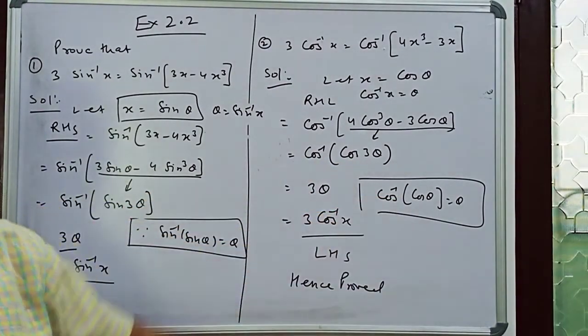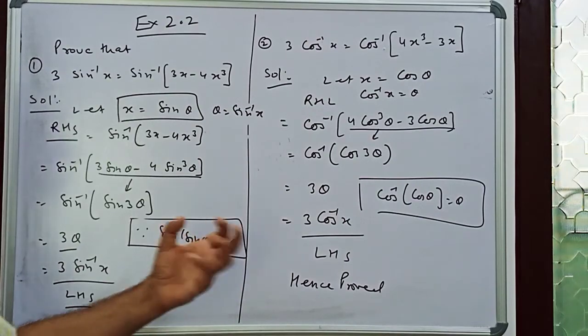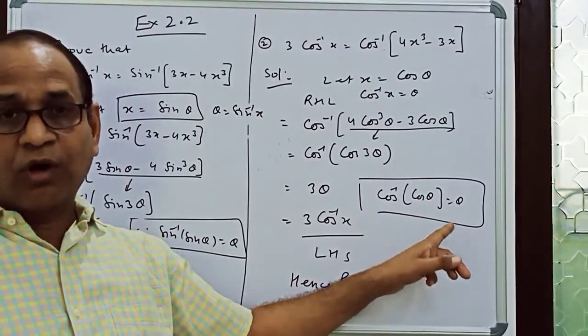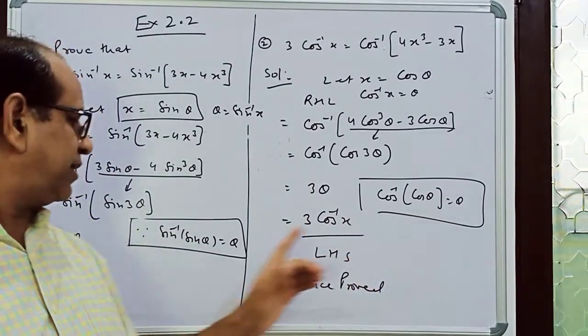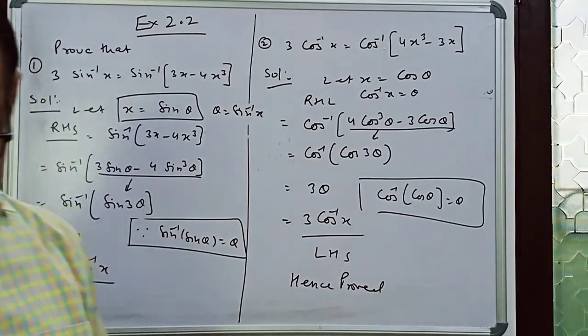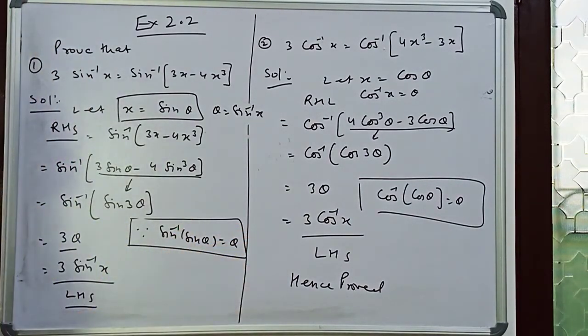But these are actually identities and they work under conditions, and the condition is that theta belongs to the domain of the cos function, and in the other sum theta belongs to the domain of the sine function. So I hope these two sums are clear. Please revise it and see the video twice.